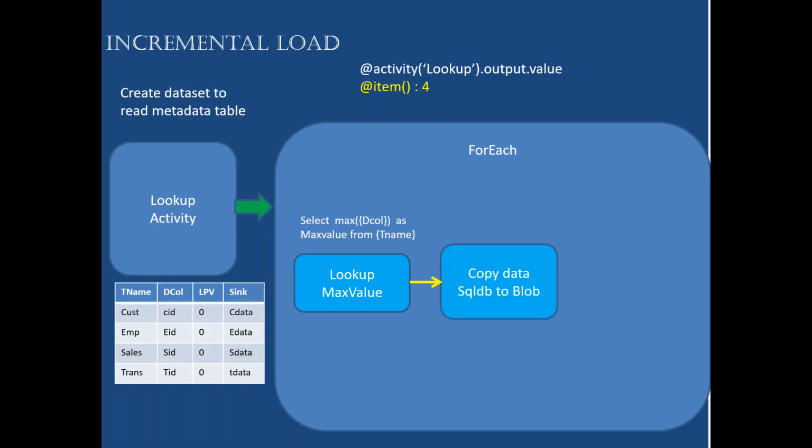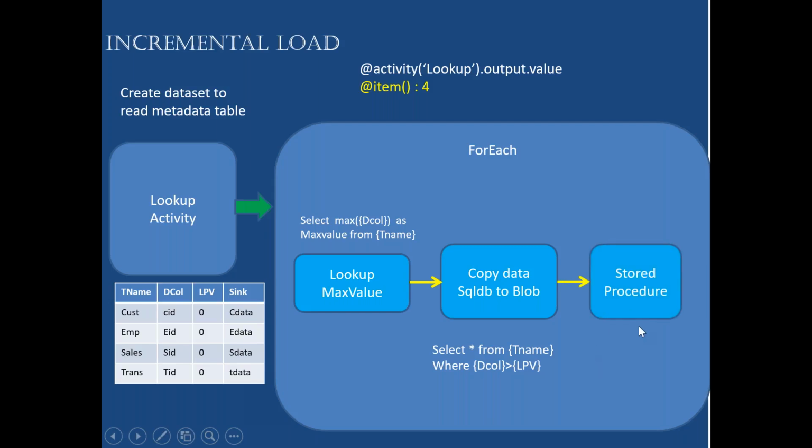So after the lookup max value, you will have a copy data, which basically copies data from SQL table to blob, which again has select star from table, and the table will come dynamically, where delta column greater than LPV. LPV, everything you are getting from the metadata table. You will have a table name, the delta column name, then the last processed value, everything you will have, and for the target you will pass the sync folder.